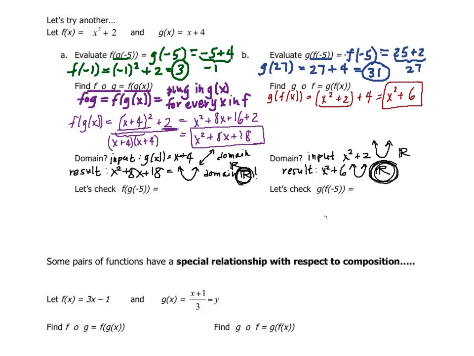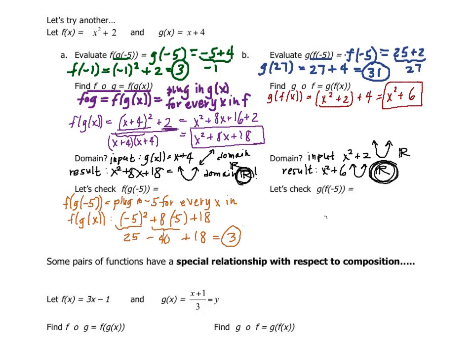Okay, so the last thing I want you to do is try to evaluate f of g of negative 5 using the composition of functions we came up with, and g of f of negative 5 using the compositions that we came up with. Hopefully, when you did f of g of negative 5, you plugged in negative 5 for every x in f of g of x, which should have given you 25 minus 40 plus 18, which is 3. Notice f of g of negative 5 should match the f of g of negative 5 that you got up at the top of the page.